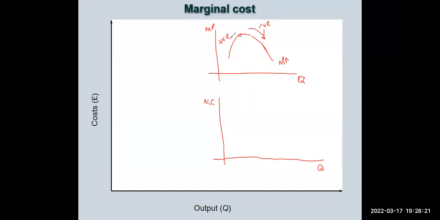Now, what will happen with the cost? What do you think? Up to this point, when your marginal product is positive, your marginal cost will be negative. And after that point, after the point when your marginal product increases with decreasing rate, your marginal cost will increase with increasing rate.